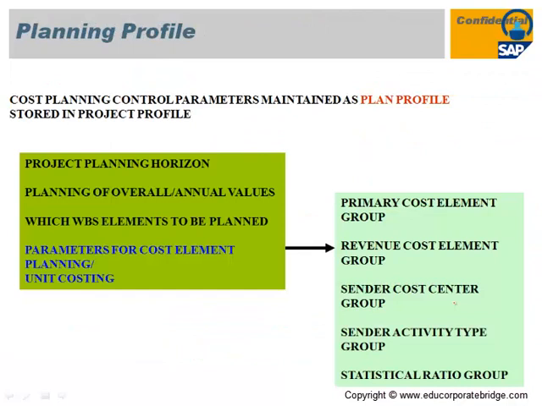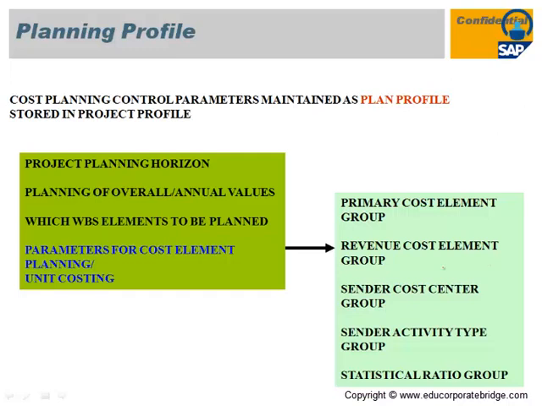Then you need to maintain a planning profile in the project system module, whether the planning will be on overall values or annual values, and which WBS element is to be planned. You need to set the operative indicator. As per my earlier slide, there are three operative indicators: planning element, billing element and account assignment element. For the WBS elements you need to plan, you must indicate that the WBS is a planning element.